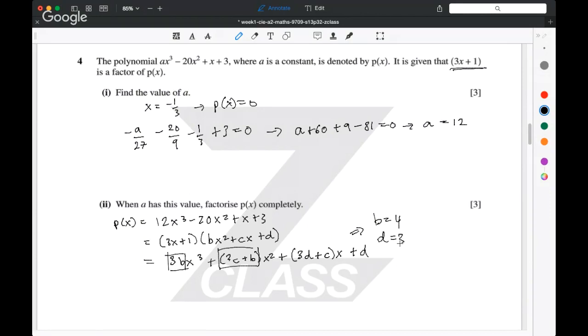So we already have 2 of them. And then we know that 3c plus b, which, because we know b is 4, is 3c plus 4, must be equal to minus 20. And that means that c is equal to minus 8. So therefore, there we got it. We got b, we got c, and we got d. And you can just write that out as your solution.